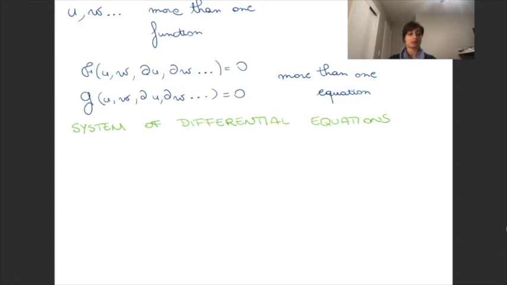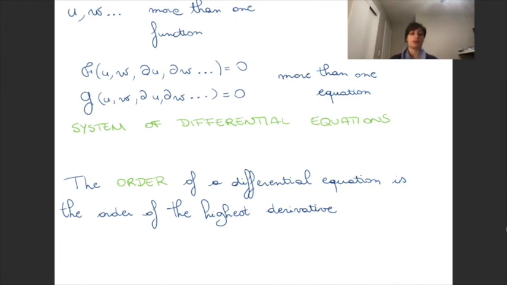Another type of equations that we're going to be seeing is systems of differential equations. So we're talking about a situation in which we don't only solve for one function, we solve for multiple functions at the same time. So for example, here we have the function u and the function w. Then we have one differential equation on u, w, derivatives of u and derivatives of w equal to 0. And then another differential equation also on u and w equal to 0. If we have more than one equation with respect to more than one function, then we talk about systems of differential equations.